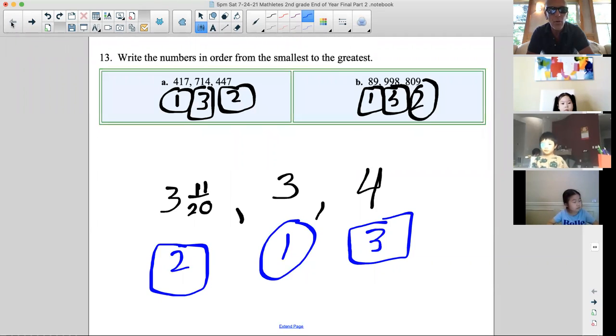So I want to just remind everybody what we just did. I forgot to record that Catherine gave us the order of these numbers, 417, 447, and then 714. Or Eleanor gave us that. And then Catherine gave us 89 is 1, 809 is 2, and 998 as 3. And then Jason gave us 3, 3 and 11/20, and then 4. That is the order of these numbers from smallest to greatest.